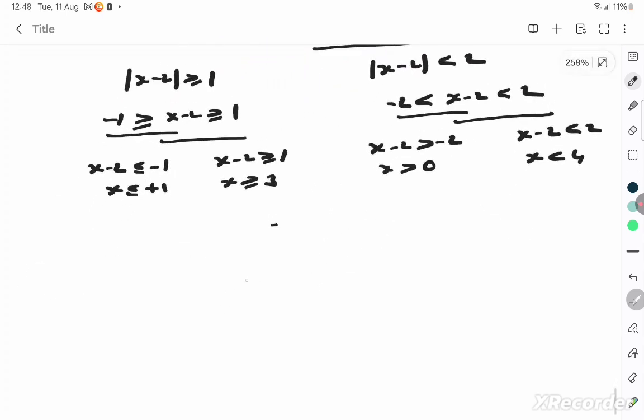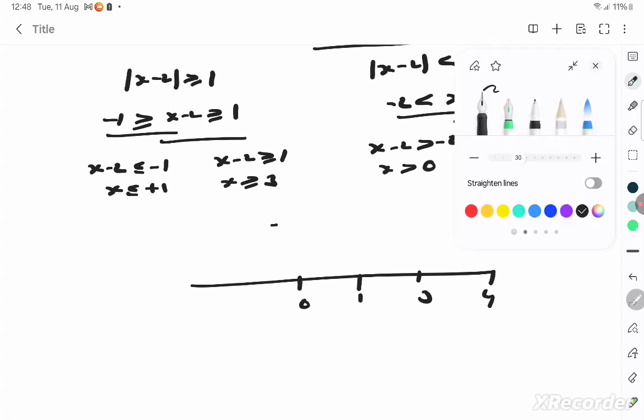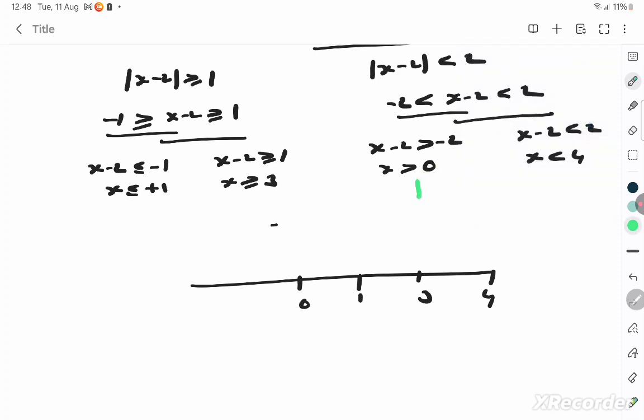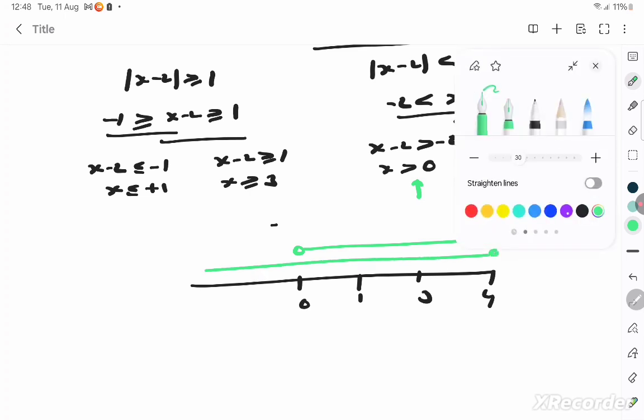Now I'm going to do a graph. Let me do a combined graph now. I'm going to change the colors and write anyway. So I have a 0, I have a plus 1, I have a plus 3, I have a plus 4. Let me write the right hand side graphs in green color. x is greater than 0. x is lesser than 4. Done. Let me do the other one in purple color.